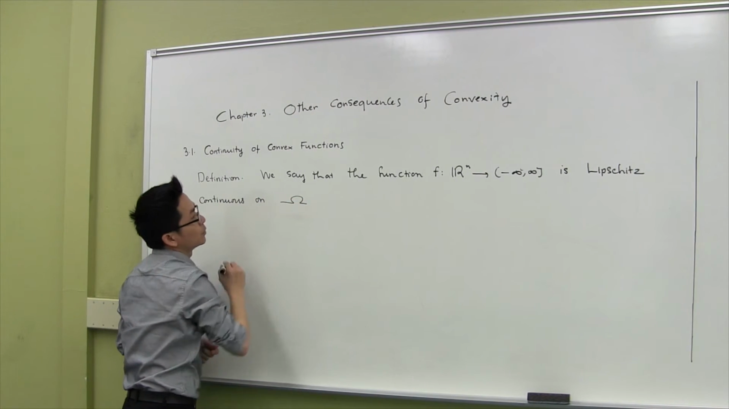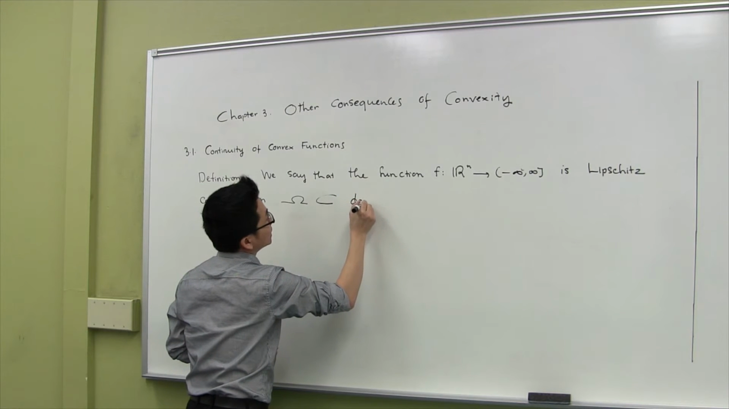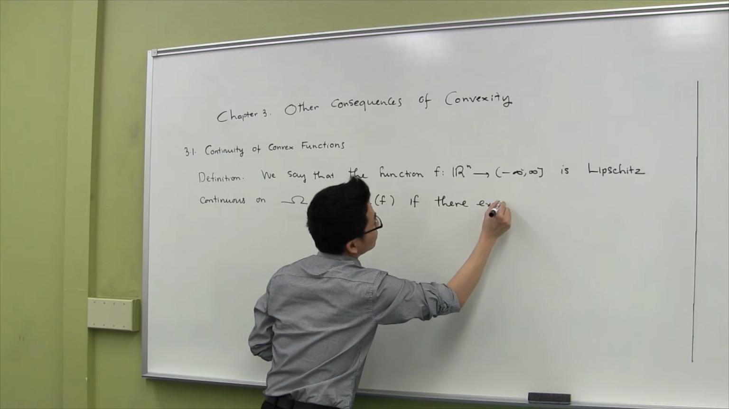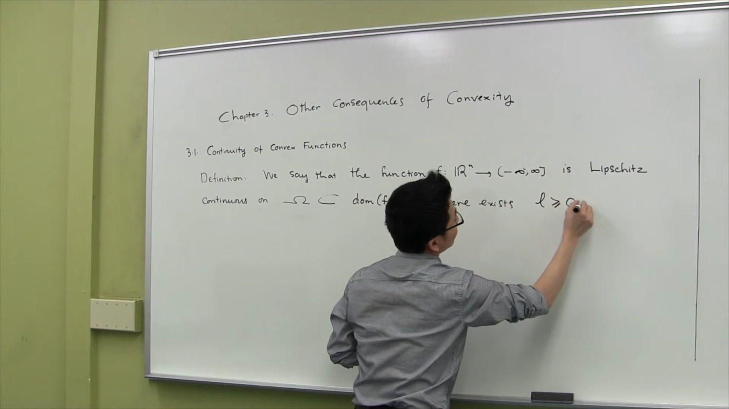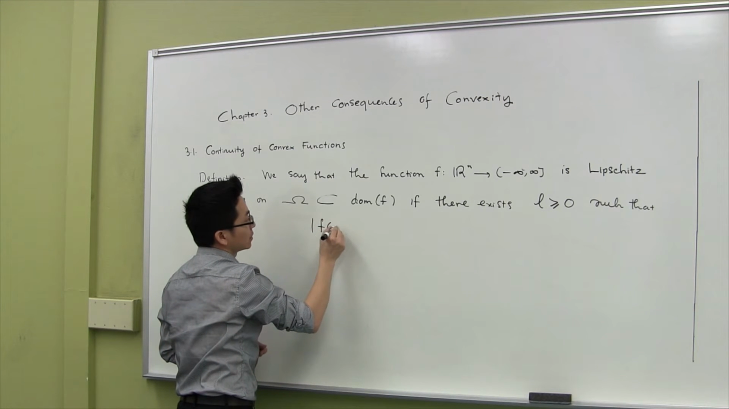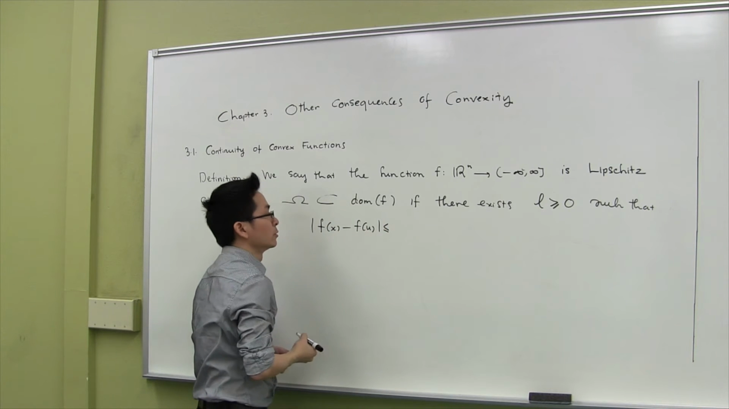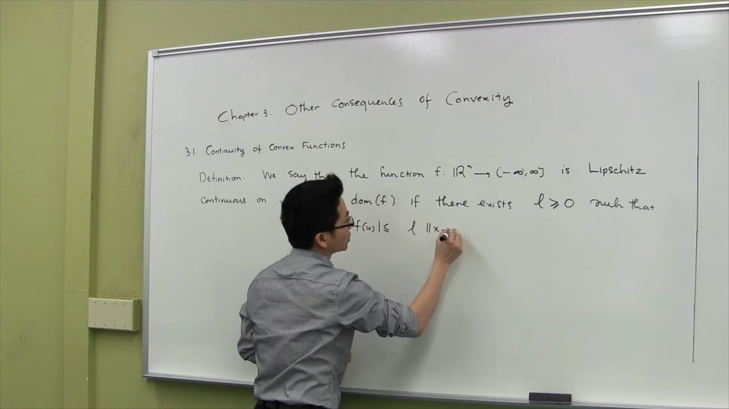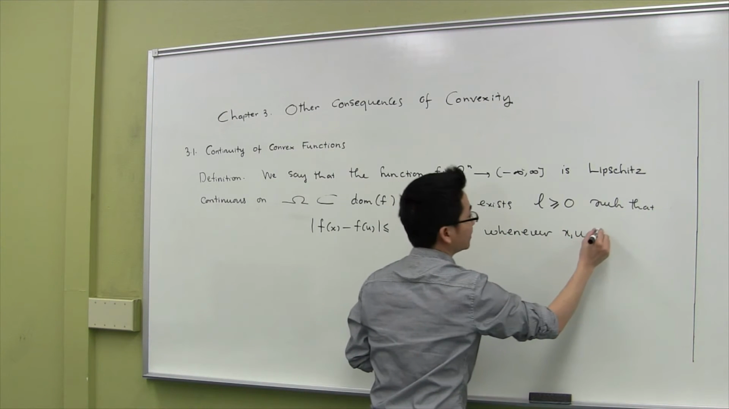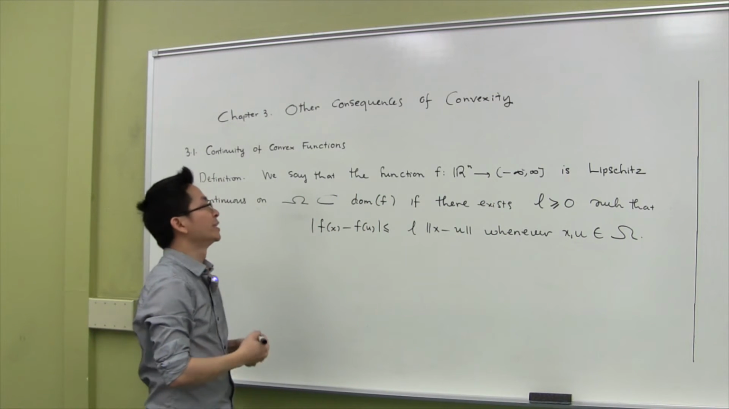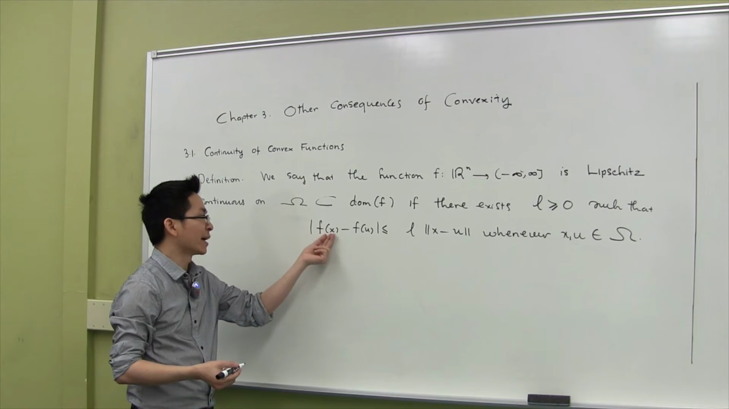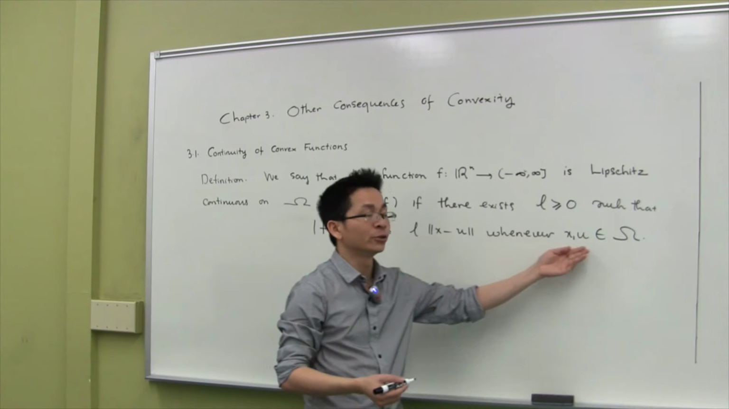on a subset omega of the domain of the function f, if there exists a constant L greater than or equal to 0 such that the absolute value of f of x minus f of u is less than or equal to L times the norm of x minus u whenever x and u are in omega. Here we require that omega is a subset of the domain of the function f to make sure that f of x minus f of u makes sense whenever x and u are in omega.